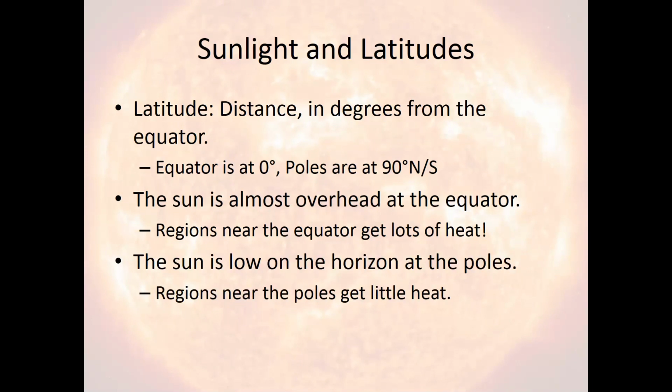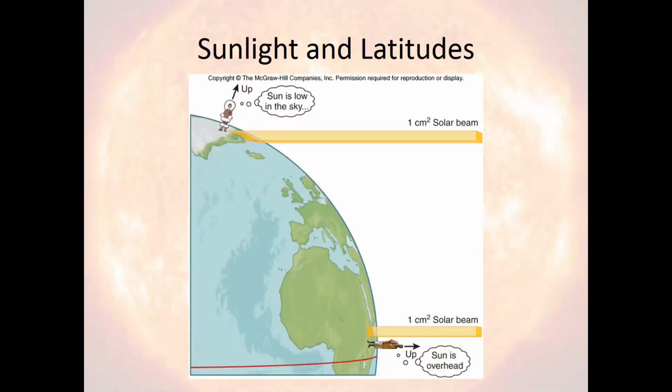This actually creates an interesting concept, and here's just an image of this. If you live near the equator, the sun is overhead. As a result, it's spread out over a small area. Therefore, it's very concentrated.